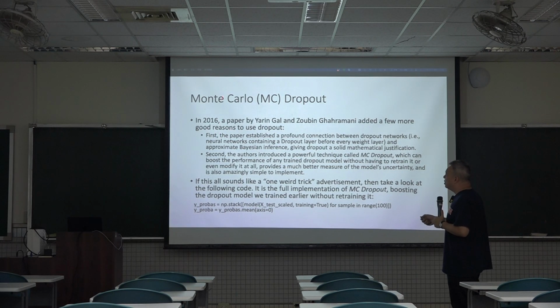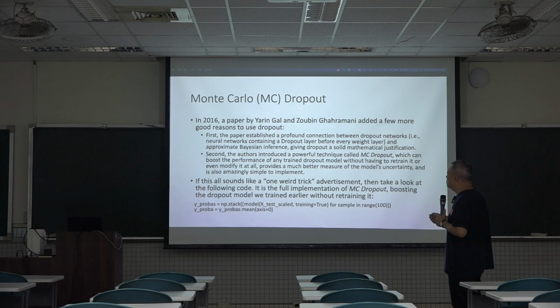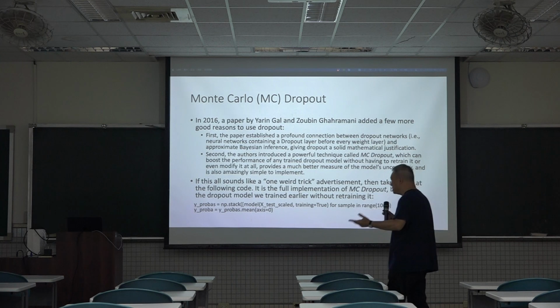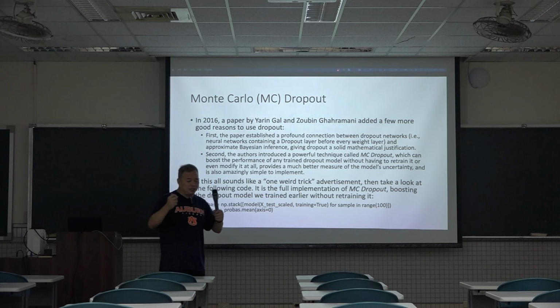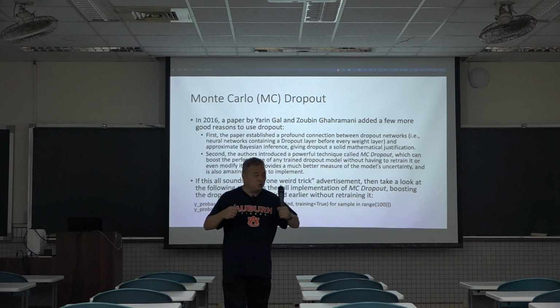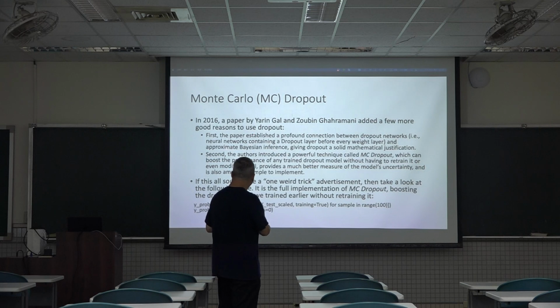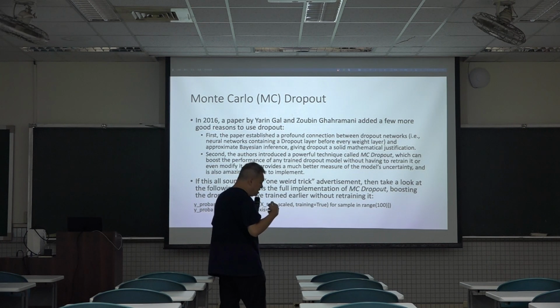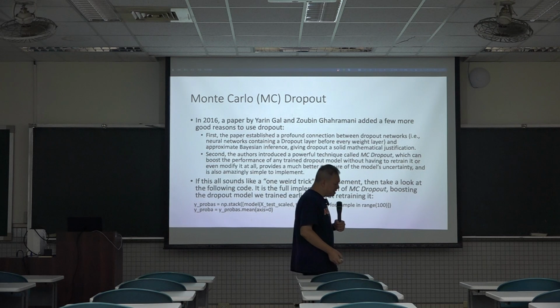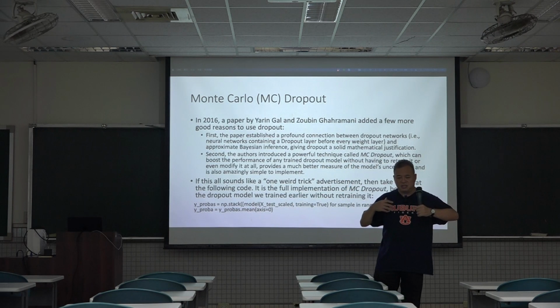A paper in 2016 by Yarin Gal and Zoubin Ghahramani provides a few interesting findings. There are two most important findings. First, this paper established the connection between dropout and approximate Bayesian inference. They actually provide a theoretical foundation between these two different approaches.